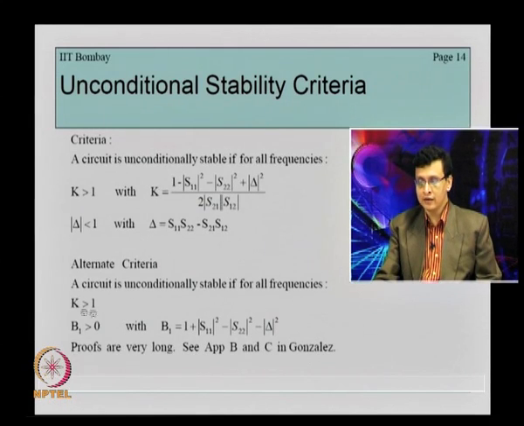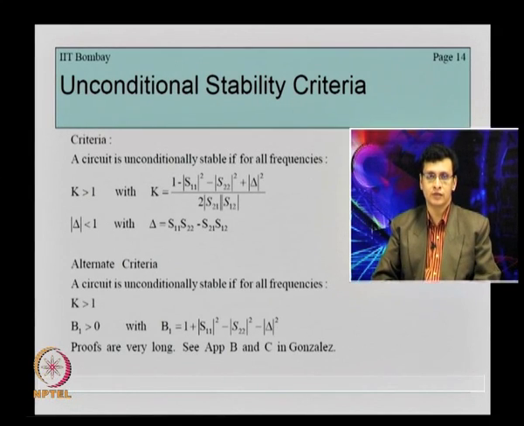An alternate criterion is this, where K greater than 1 and B1 greater than 0. Here B1 is given by this equation. Now if you want a proof of these equations, it is given again in the book by Guillermo Gonzalez. I would recommend you refer to that book. That is the primary text for this course for these active devices. For the passive devices, it was Microwave Integrated Circuits by Pozar. For this part, for the active circuits part, it's the one by G. Gonzalez.